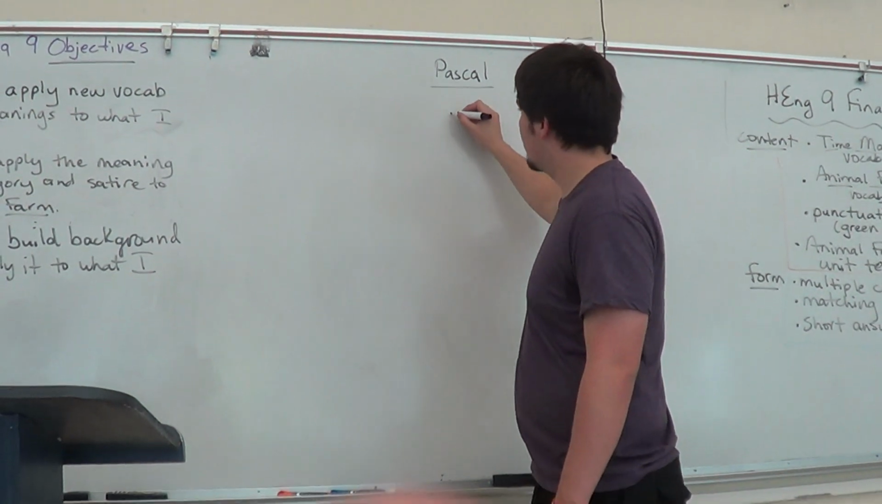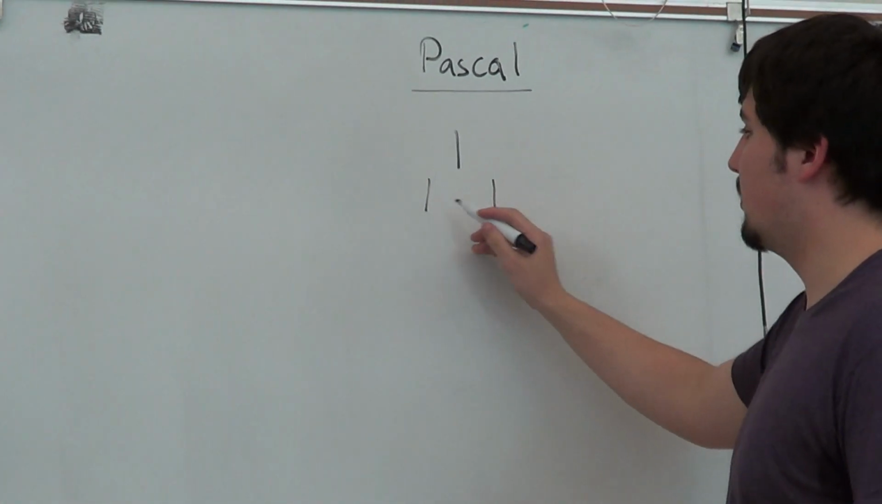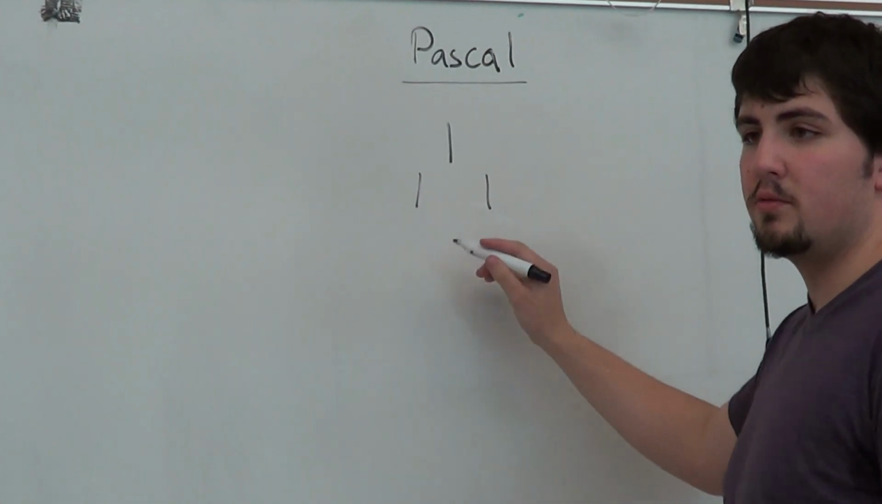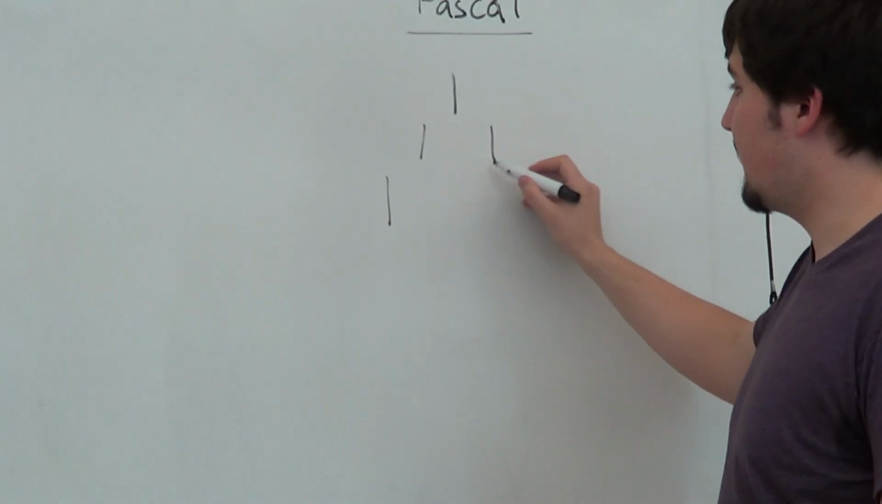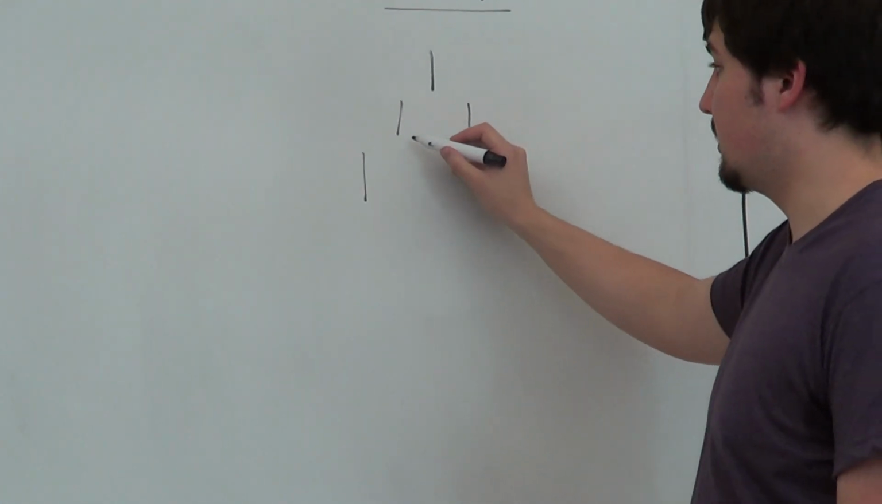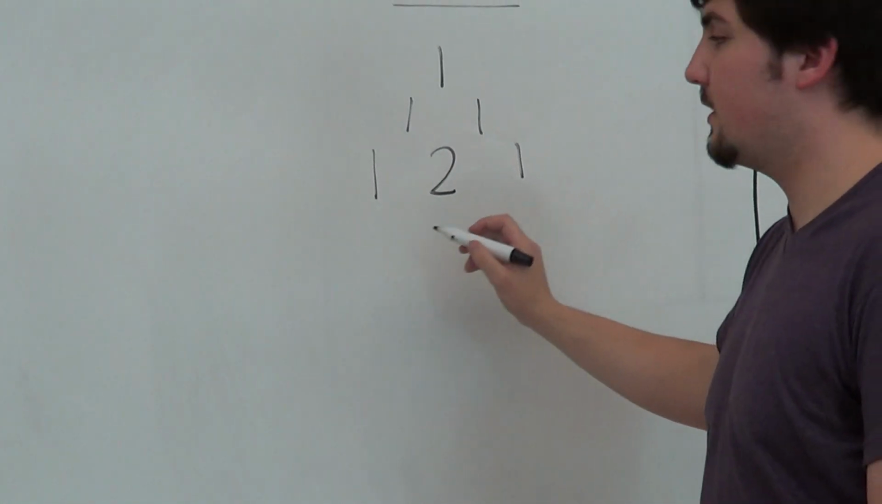Alright, so if we start out with the number 1, and then we make another row with 1s, and we start making new rows, kind of like we do with Fibonacci, but we'll start with a 1, and then we add the numbers here to get the number in between them and underneath. So 1 plus 1 is 2, and then we'll put another 1 at the end.